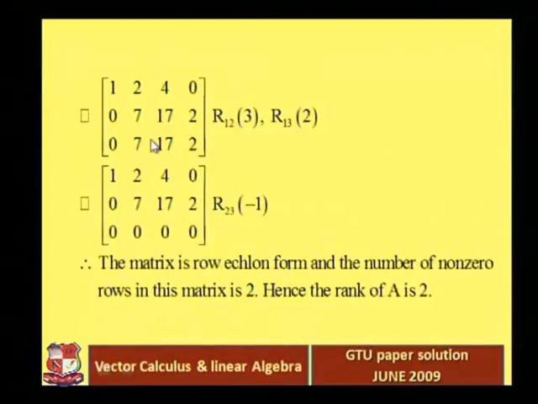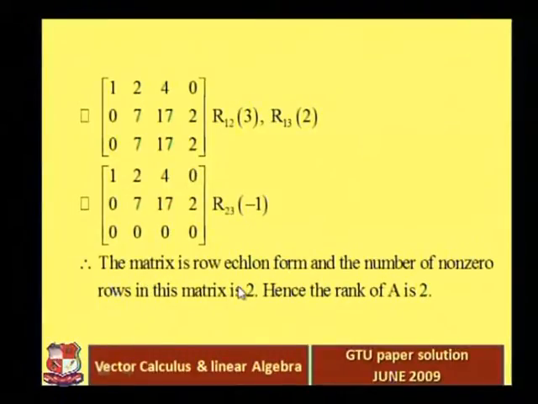Now the second and third rows are the same, you can see. So now 7 is our leading entry for the second row, right? We have to multiply the second row with -1 and add it into the third row. So the third row becomes 0, the whole row becomes 0. The first row is as it is, 1 2 4 0, the second row is 0 7 17 2, and the third row becomes 0 0 0 0, right?